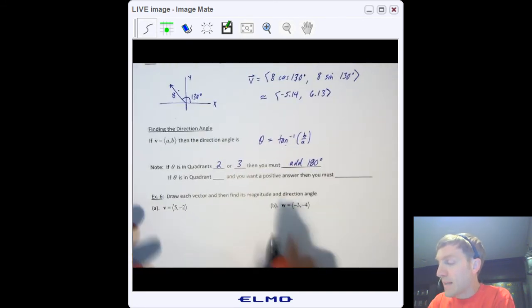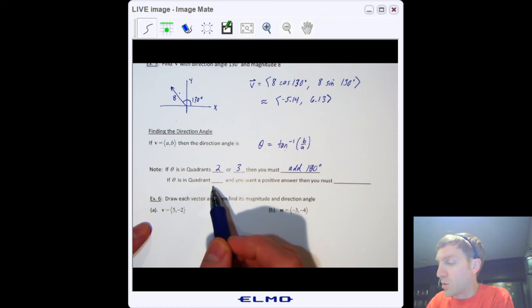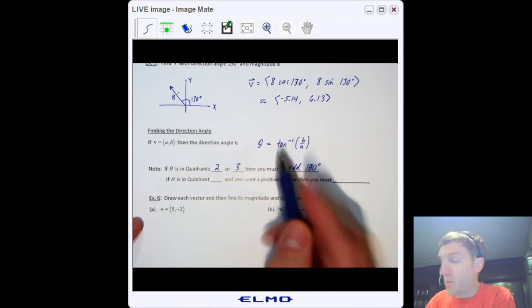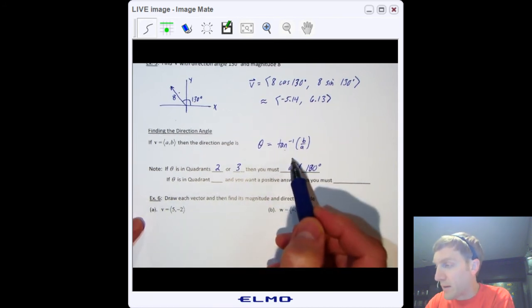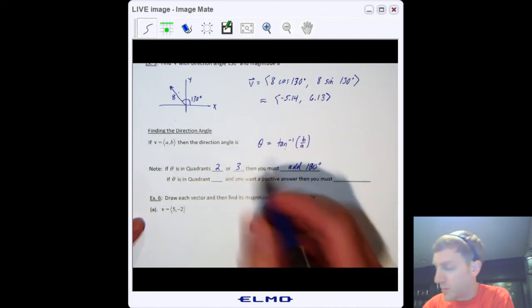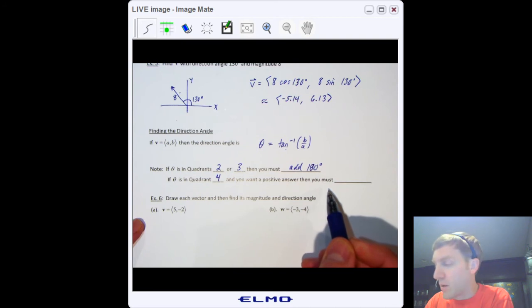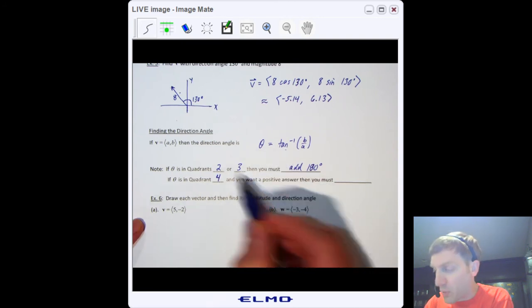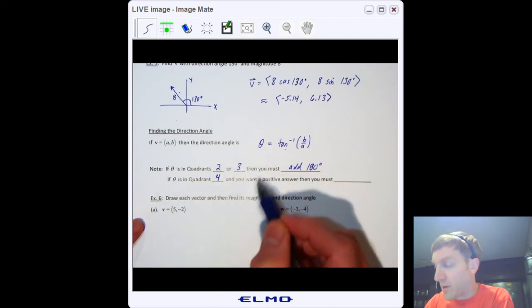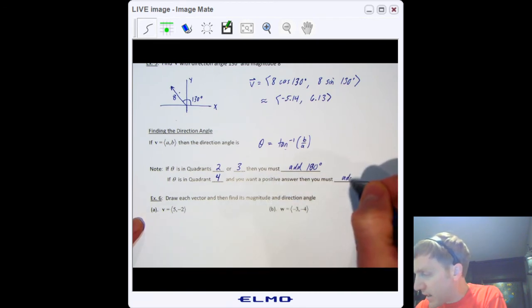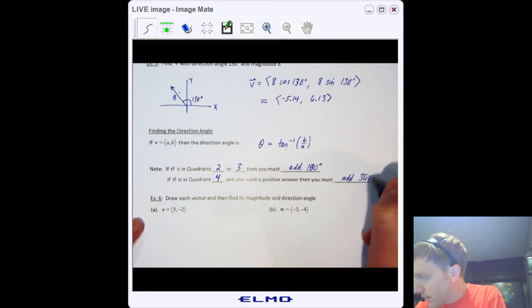All right. Now, if your angle's in quadrant 4, it will give you the correct angle, but it will be negative, right? Remember, it'll be going backwards, it'll be negative. So if I want a positive angle instead of a negative angle, this time I don't want to go halfway around the circle. I want to go all the way around the circle. So I'm going to add 360 degrees.